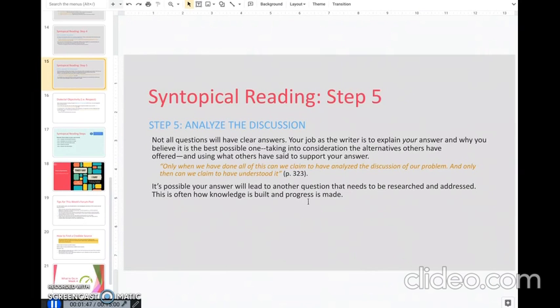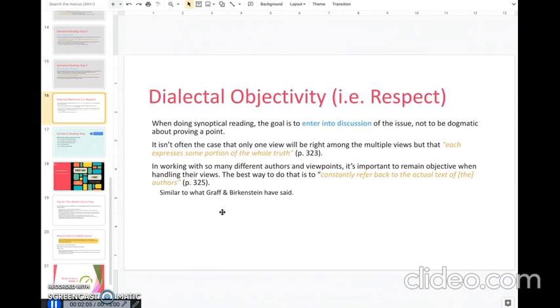In that line of thinking, your job then as a writer is to explain your answer and why you believe it is the best possible answer that it is, okay? And that's your main job. Your goal is to defend your answer. So kind of off of that line of thought with dialectal objectivity, in other words, respect, what you need to do with syntopical reading is still enter into this discussion and respect those with differing views.